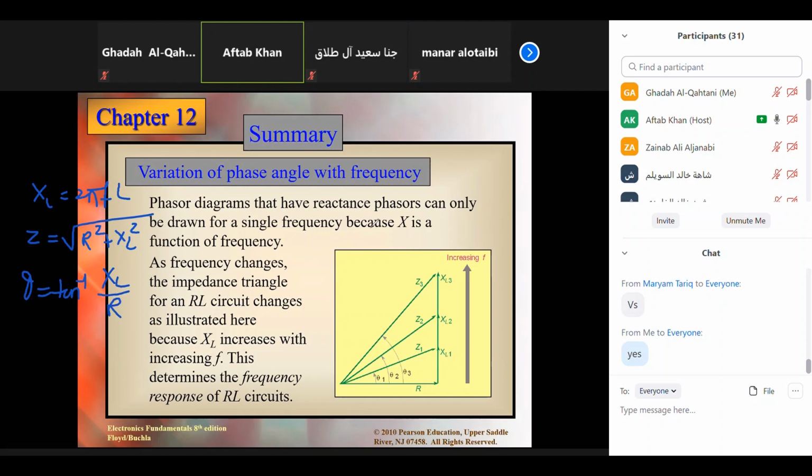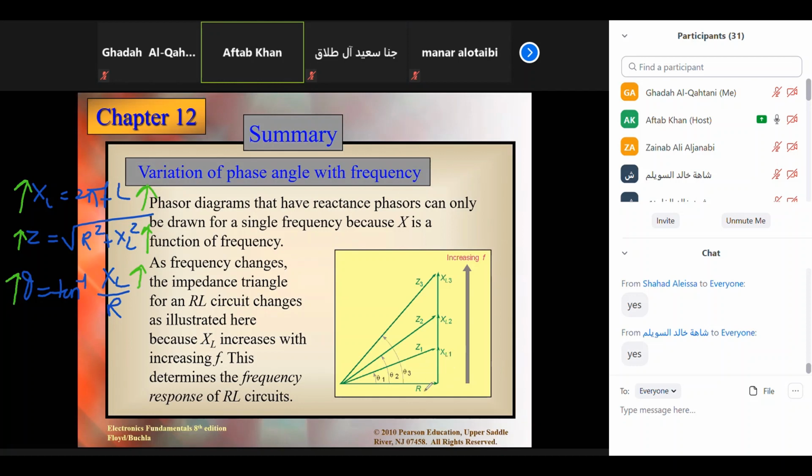Now girls, see the variation of the frequency here. If the frequency increases, do you think XL will also increase? It's proportional, correct? So if XL is increasing, Z will also increase. If Z is increasing and XL is increasing here, theta is also increasing. That's it. So you can see now.